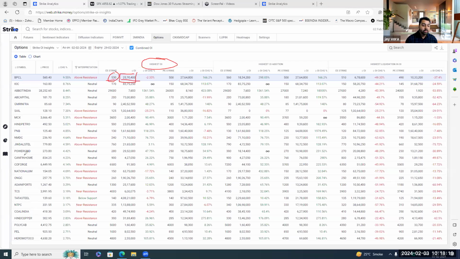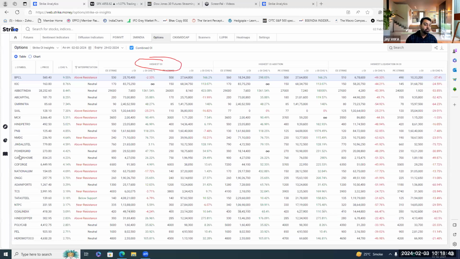So like I said earlier, this screen will be very helpful, especially from a short-term timing perspective, just to know whether your stock is near the support or near the resistance, or how far it is from the support level or the resistance level. That is where your highest OI will come into the picture.